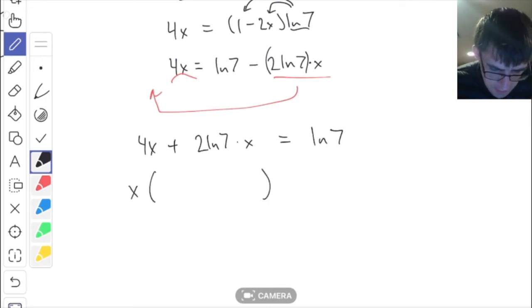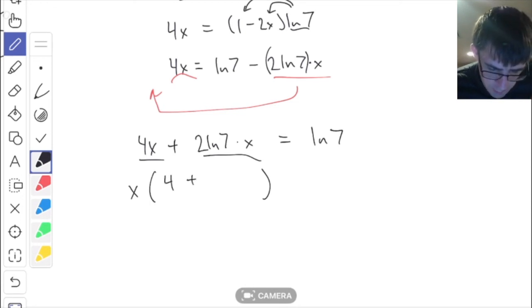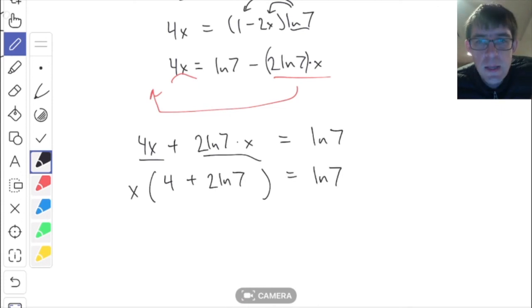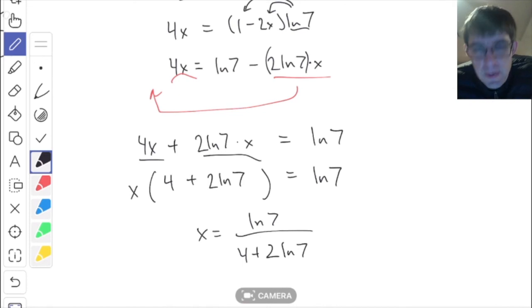On the left side I have two things. Each of them has an x on it, which means I can pull the x out. And what remains from those two things is 4, the first one, and the second one, 2 ln 7, equals ln 7. And then here we can solve for x by dividing by 4 plus 2 ln 7. So x equals ln 7 over 4 plus 2 ln 7. There you go.